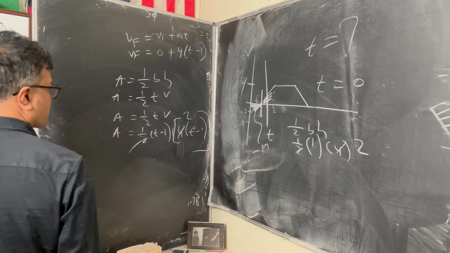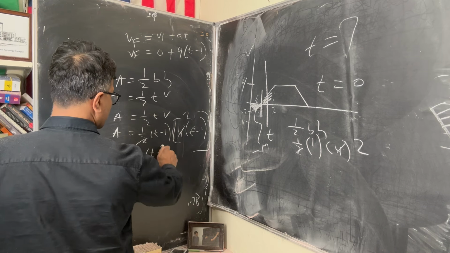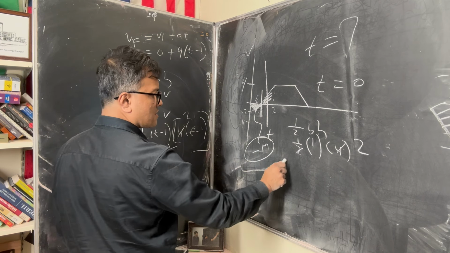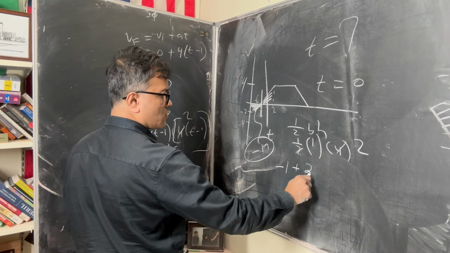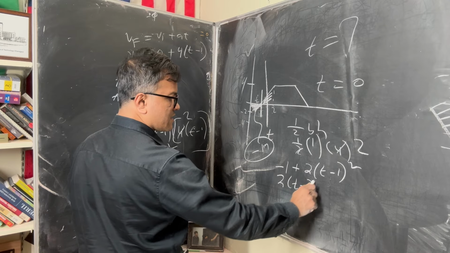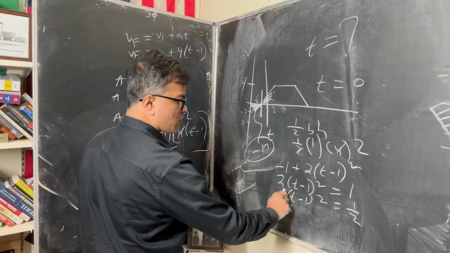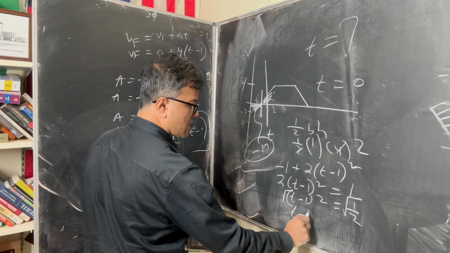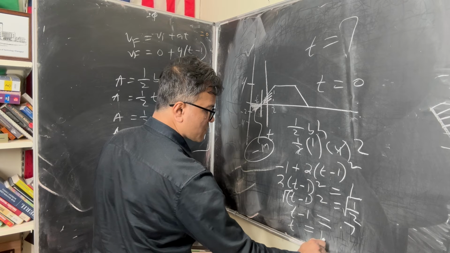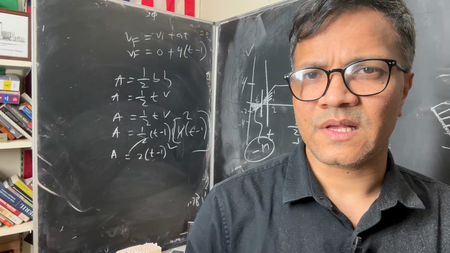And V is 4 times t minus 1. 2 goes into 4 twice. So you have area is 2 times t minus 1 squared. So what is the area then? Area is minus 1 plus 2 times t minus 1 squared. Okay, so 2 times t minus 1 squared is equal to 1. So t minus 1 squared is equal to half. Take the square root of both sides. t minus 1 is equal to the square root of half, which is 0.7. So t is equal to 1.7. So at 1.7, of course, the object is at the origin.